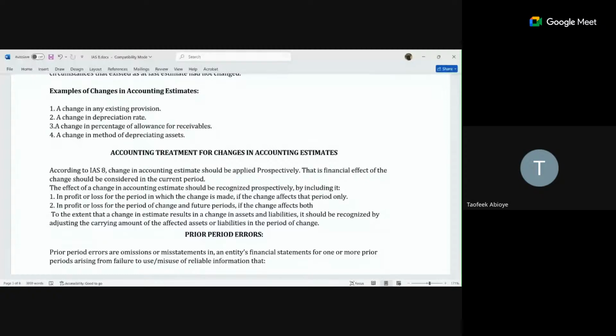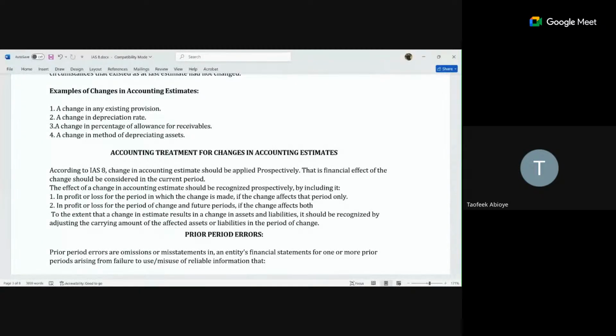A change in accounting estimate should be recognized prospectively, by including it in profit or loss for the period in which the change is made, if the change affects that period only, or in the profit or loss of the period of change and future periods if the change affects both. To the extent that a change in estimate results in changes in assets and liabilities, it should be recognized by adjusting the carrying amount of the affected asset or liability in the period.